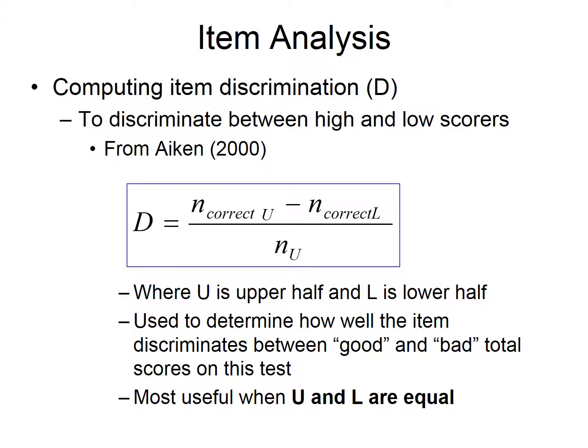So for discrimination, we have two different equations. The first equation is from Aiken 2000. It's a fairly simple equation, but the main thing to remember is this bolded part: it is best when the number correct and the number incorrect are near equal. So we're basically looking at items with about a 50% difficulty. When we have that, we can use this equation, where U is the upper half and L is the lower half. We have an item with difficulty of about 50%, and we use this to determine how well the item discriminates between good and bad total scores on the test. So we're looking at the item versus the total test.